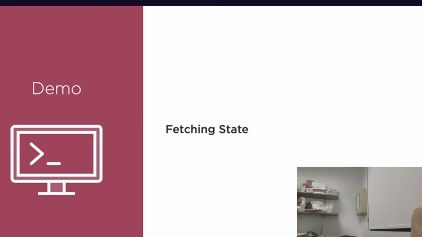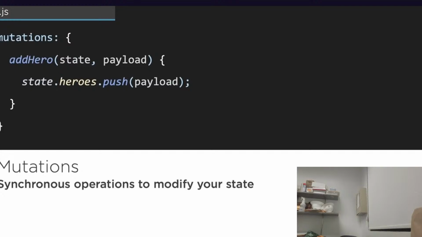We now have our component pointing to the state, but nothing is filling the state. We need to fire off an action or dispatch an action that's going to get our initial heroes. There's 2 pieces we need to make this work. First, once we have the state, we need to mutate the state to actually add the heroes. Because remember, the only way the store can be changed or mutated is through mutations. These are synchronous operations that modify our state.